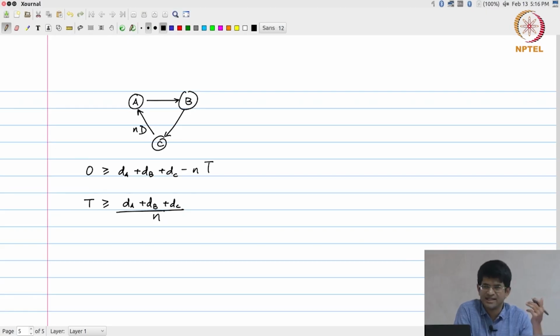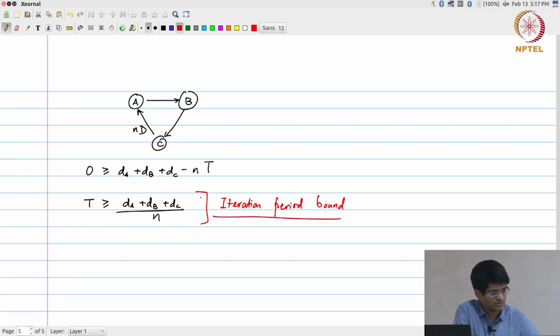You could also say t greater than or equal to dA plus dB plus dC, but that is too pessimistic. You can actually do better than that. dA plus dB plus dC by n, however, is fundamental. I cannot do better than that. This is essentially the iteration period bound, for of course this fairly simple graph that we have over here.